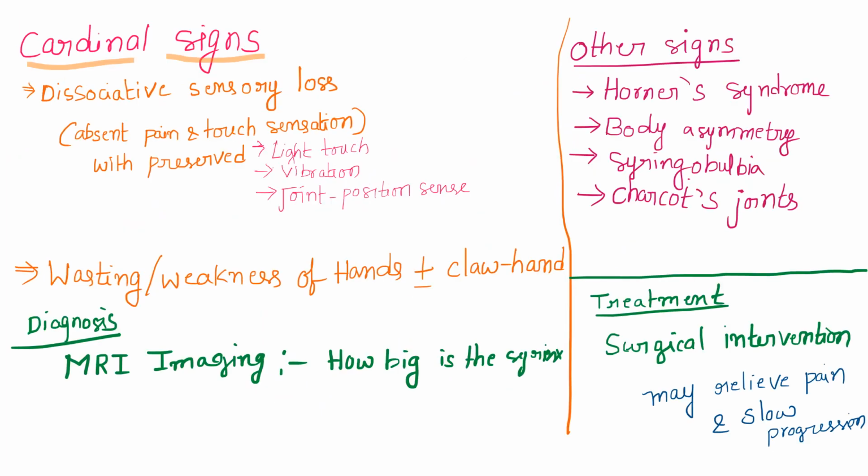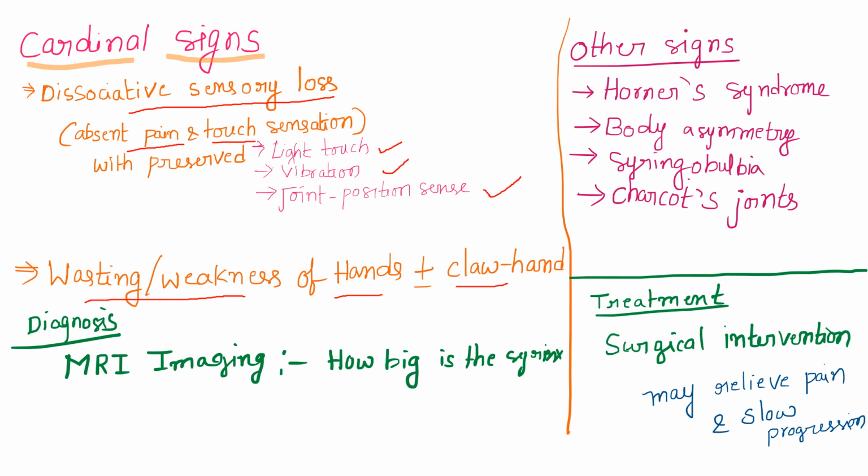Then what are the cardinal signs of syringomyelia? The first one is dissociative sensory loss. Here you can see absent pain and touch sensation, but with the preservation of light touch, vibration sense, and joint position sense. Then another important sign is wasting and weakness of the hands, like muscular wasting you can see, and weakness with or without claw hand.